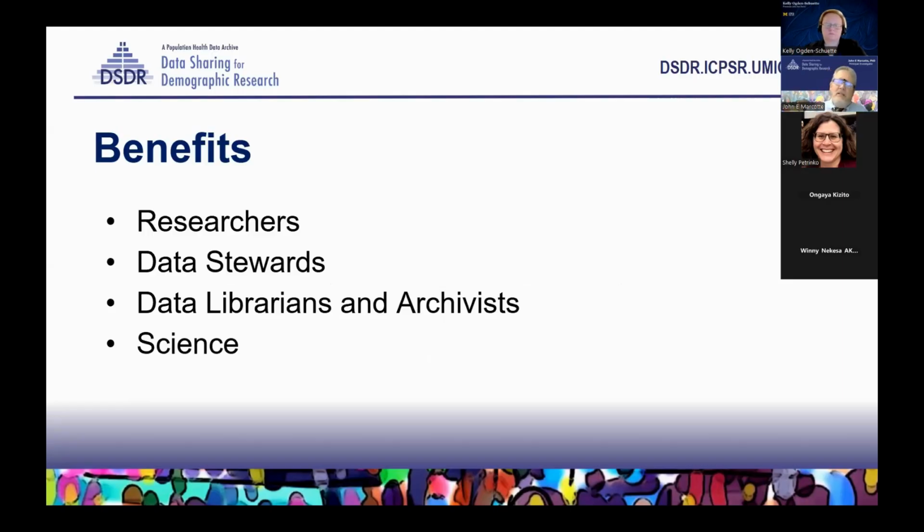So who benefits? We think researchers benefit. Data stewards definitely benefit. Data librarians and archivists who are trying to provide data to researchers are going to benefit because they're going to be able to say, I may not have the data, but the data are available here. Or here are some data sets you can combine together. And the last thing, who benefits, is science. Science benefits, public health benefits, public policy benefits.